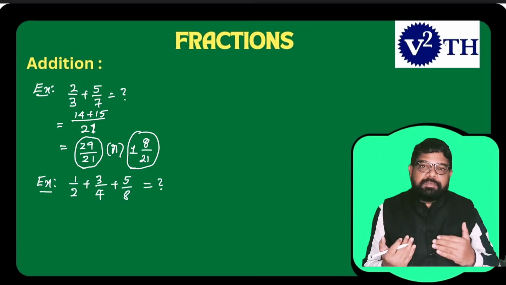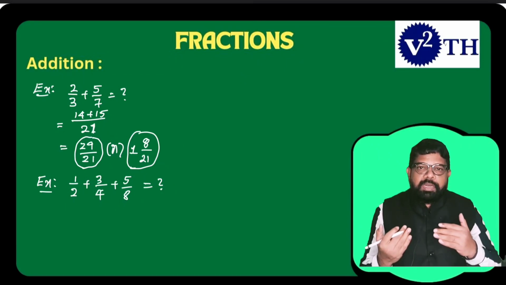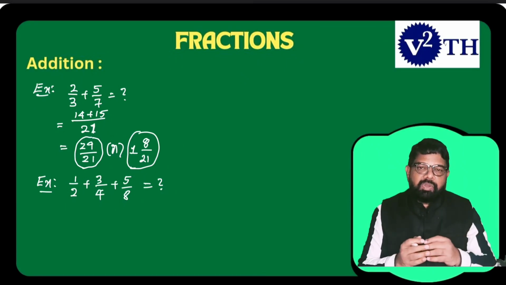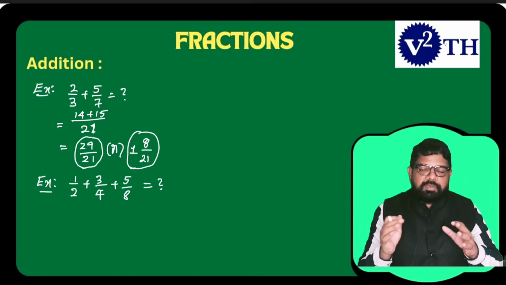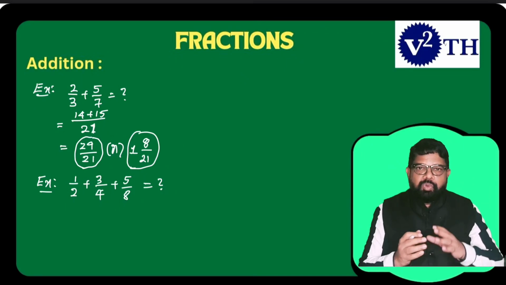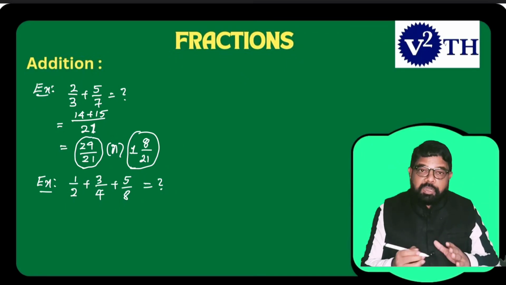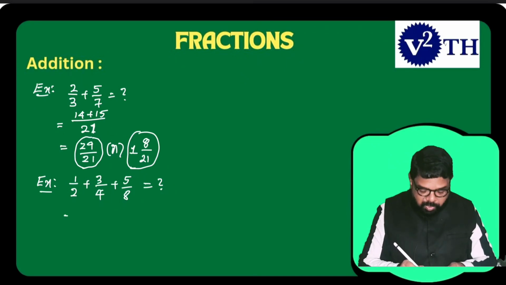But when more than 2 fractions are given, you have to calculate the LCM of the denominators. Already in the previous topic, we learned all the shortcuts in LCM. You can go through those videos also. Now calculate the LCM of the denominators: LCM of 2, 4 and 8. We know what the LCM of 2, 4 and 8 is. 8 is the LCM, the larger number.